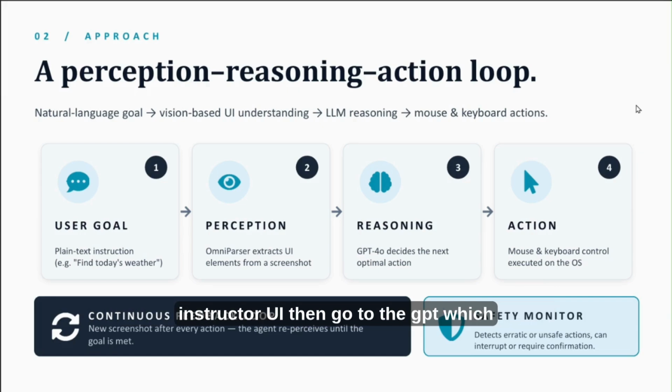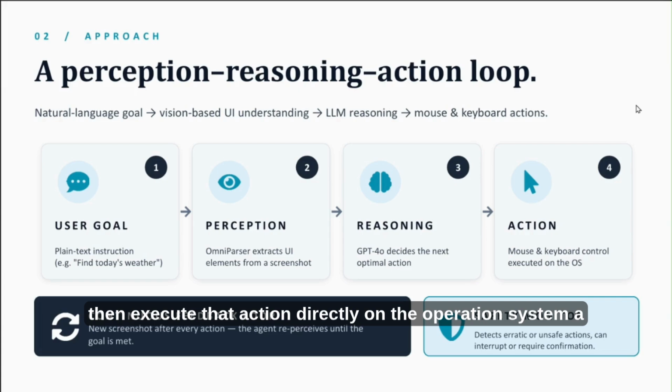That structured UI list then goes to the GPT, which reasons about the current situation and decides the single best next action to take. The agent then executes that action directly on the operating system, a real mouse click or keyboard input. Here is the key part.